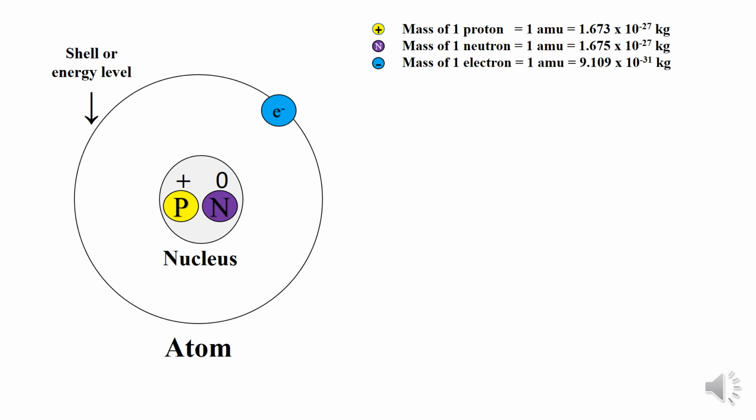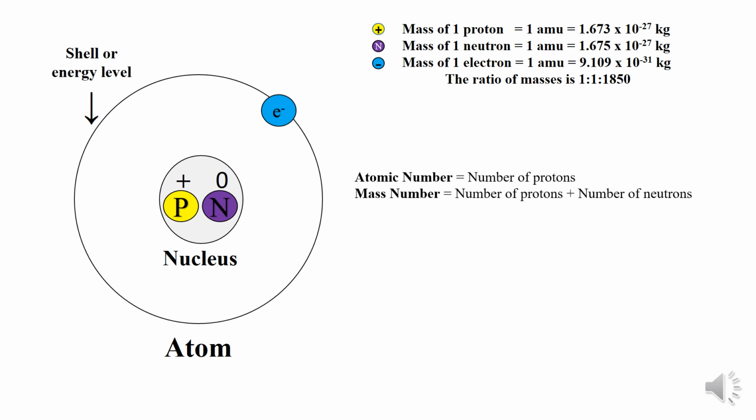Mass of one electron will also be considered as one atomic mass unit, that is equivalent to 9.109 × 10^-31 kilograms. Now, when you compare and contrast the ratio of these masses, you will find that the mass of electron is nearly 2000 times lighter than that of proton and neutron. At the same time, when you observe the values very closely, you'll find that the mass of neutron is slightly more than that of proton. That is to say, neutron is slightly heavier than proton.